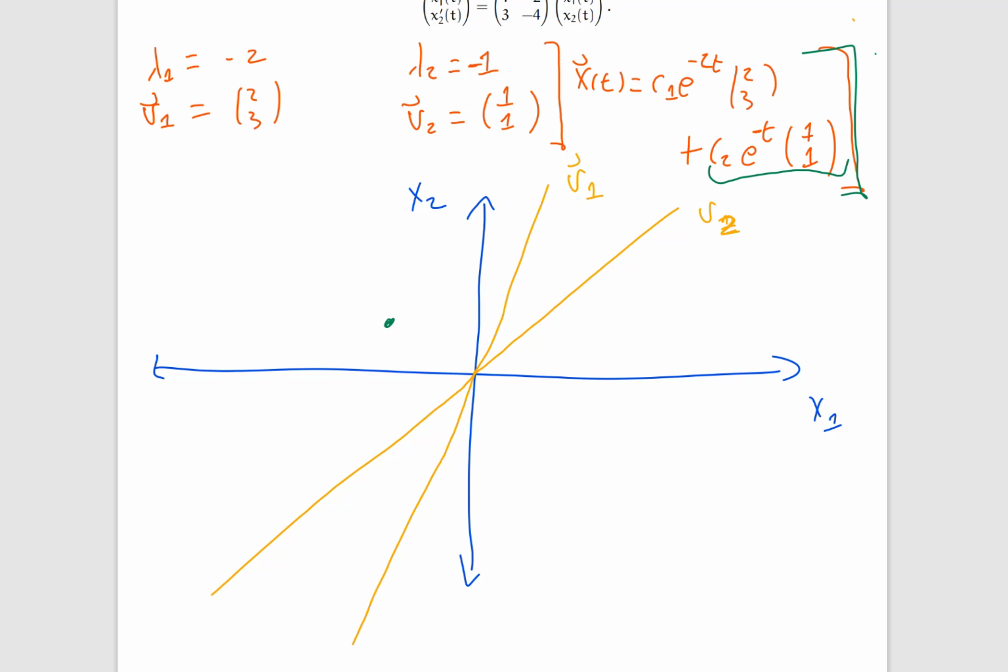In other words, the solution is going to go to the origin and is going to be parallel to the vector 1, 1. In other words, v2 as t goes to infinity. So it'll look something like this.